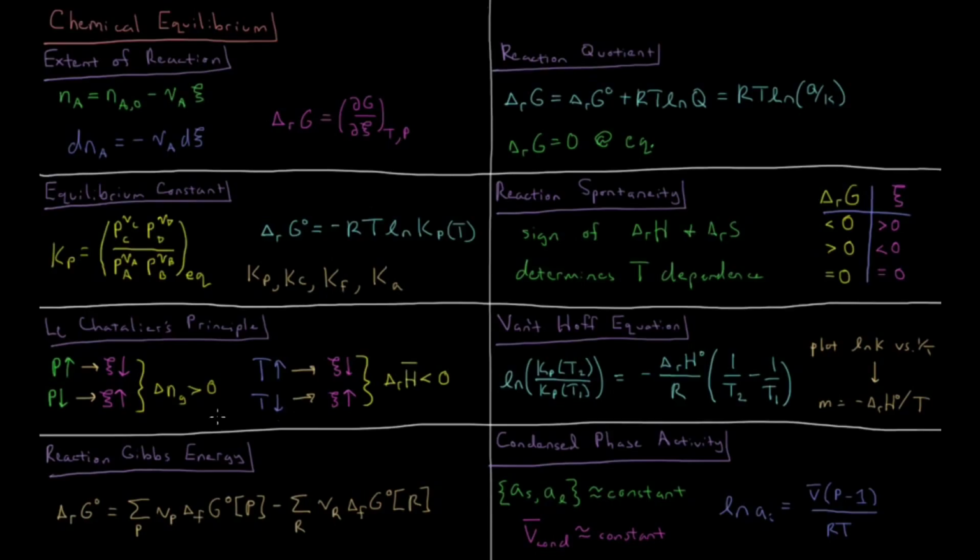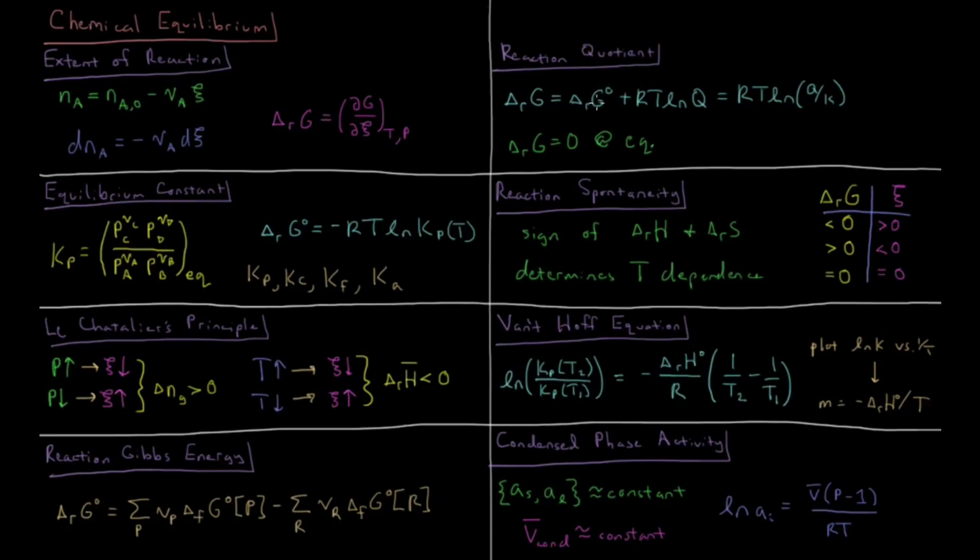reaction. We can calculate the standard Gibbs energy of reaction from the standard Gibbs energy of formation of the products and reactants. So we sum over all of the products of their stoichiometric coefficient times the standard Gibbs energy of formation for that given product. And then subtract from that the sum over all of the reactants of the stoichiometric coefficient of the reactant times the standard Gibbs energy of formation of that given reactant.